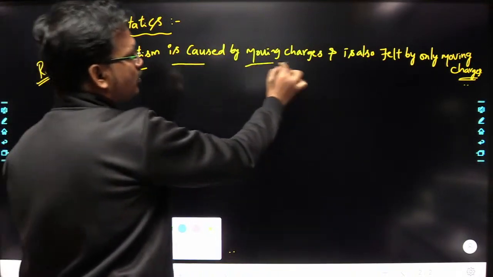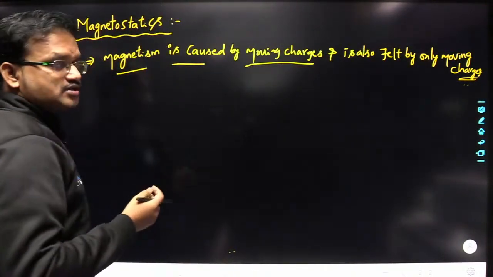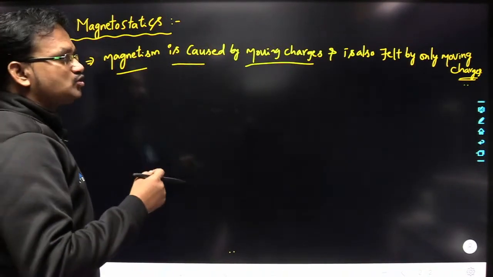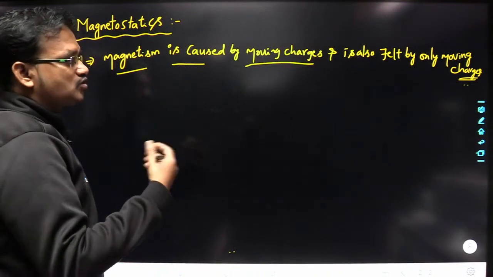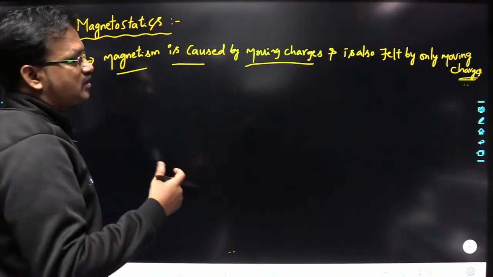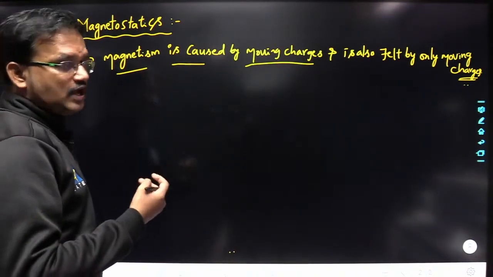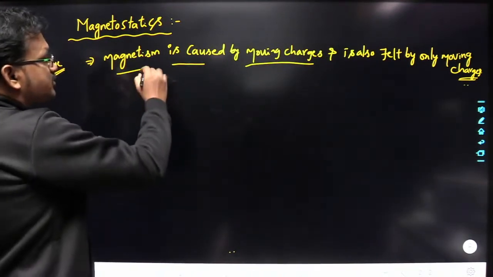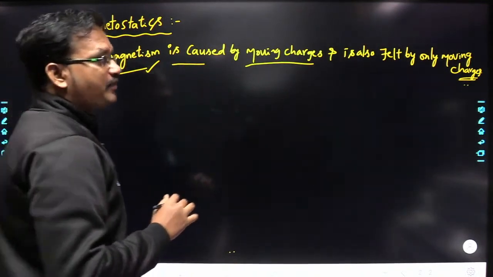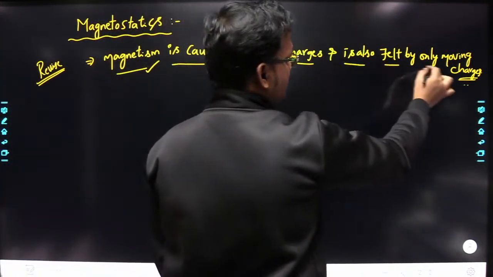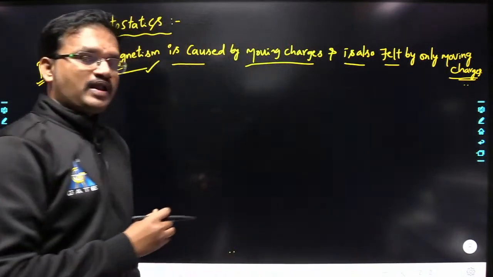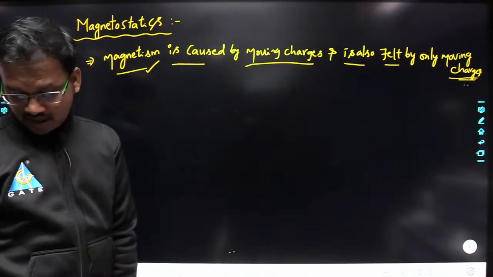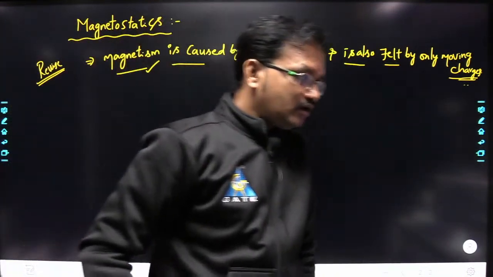Magnetism is caused by only moving charges means a stationary charge cannot produce any magnetic field. If the charge moves with a uniform velocity, then it is going to produce a steady current, and that steady current is going to produce a magnetic field. So the charge moving with uniform velocity is causing the magnetism. And magnetism is also felt by only moving charges. If you place a stationary charge in a magnetic field, it is not going to experience any force.